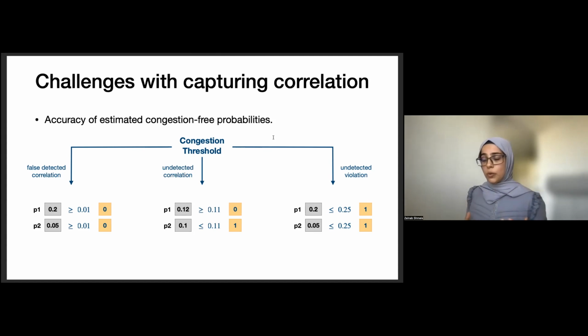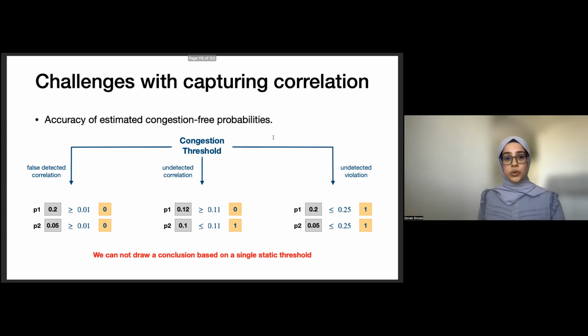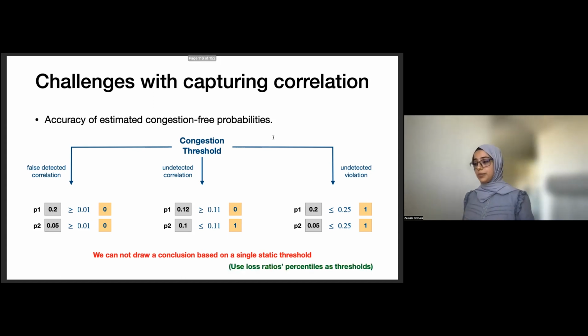Because of that, we cannot draw conclusions based on one threshold, because if we select it wrongly, that can lead us to a completely wrong conclusion. And this is why we need multiple thresholds. The way we select the thresholds is that we bring all the loss ratios computed from the previous step, and we select from them.